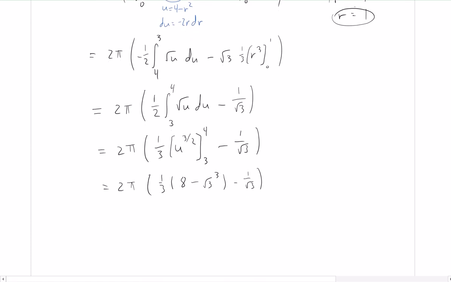And we're done. We finally have an answer that's just a number. We've done all the integrals. We could simplify it a little more, but we could also just leave it like this, I suppose.